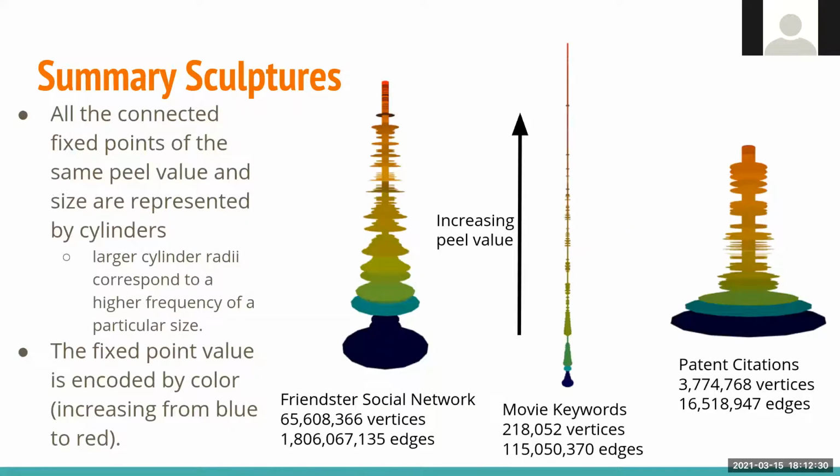In addition to the city, we produce a summary sculpture for an entire dataset. This sculpture gives a preview of the distribution of fixed point peel values and sizes. The aspect ratio of the sculpture encodes the average gap between consecutive peel values. The taller the sculpture, the larger the average gap.